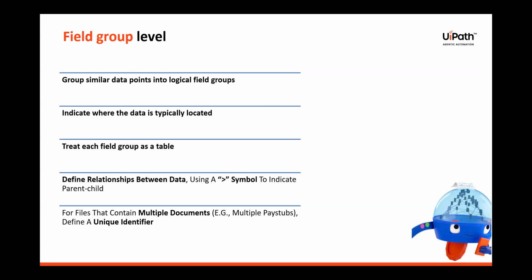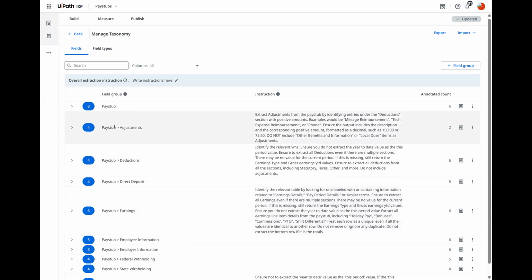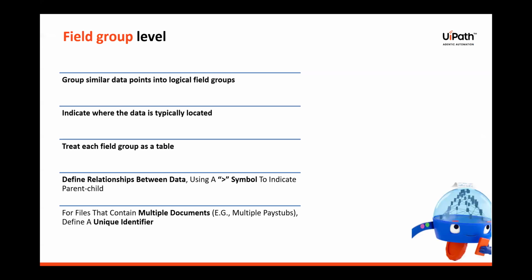And use the field groups, if we want to define a relationship between the different fields, we can use this redundant symbol. Whenever we want to define the relationship between different fields, we can use this symbol. Here you can see this is the parent field, and then we have this child field. So we can use this symbol to define the relationship between the fields while grouping the fields.